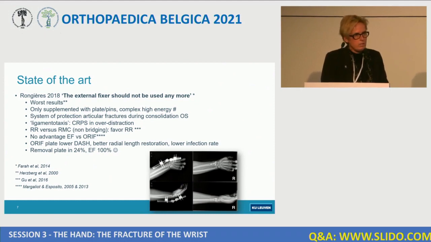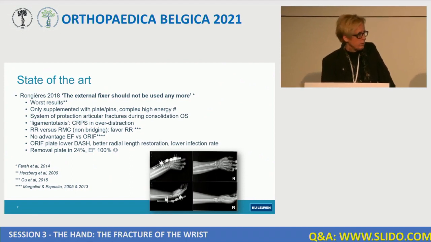The best results are seen with augmented osteosynthesis, for instance, plates or pins in complex high energy trauma. It is used as a protection for articular fractures, but we need to be careful to count on ligamentotaxis, because, as we will see in the next slide, CRPS is the worst enemy in overdistraction. There are other techniques, and we need to find the place of this, because the non-bridging fixators are introduced to have early motion, but up until now the superior outcome has not been proven yet.